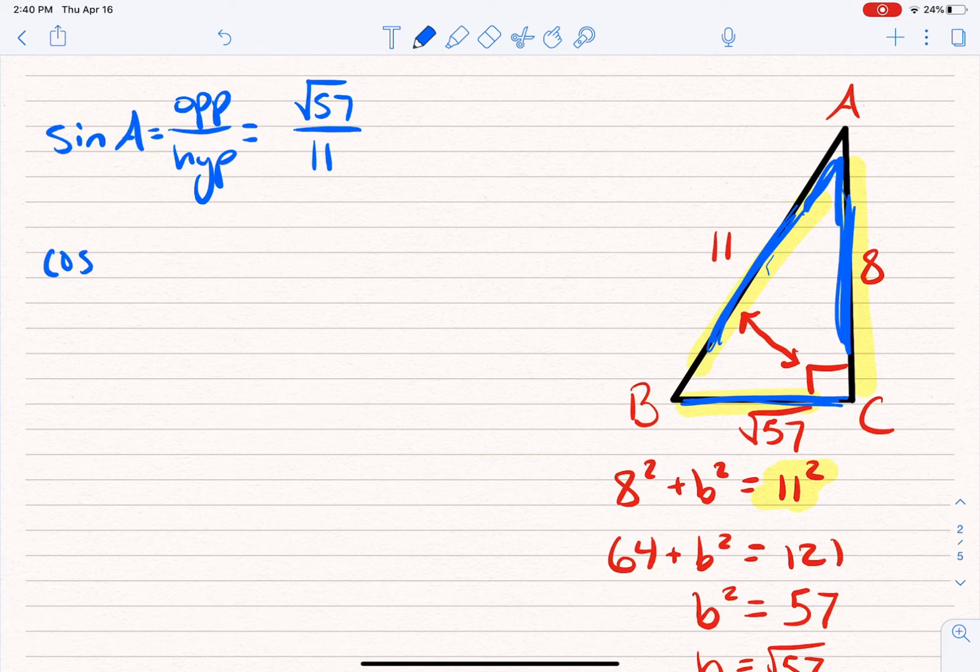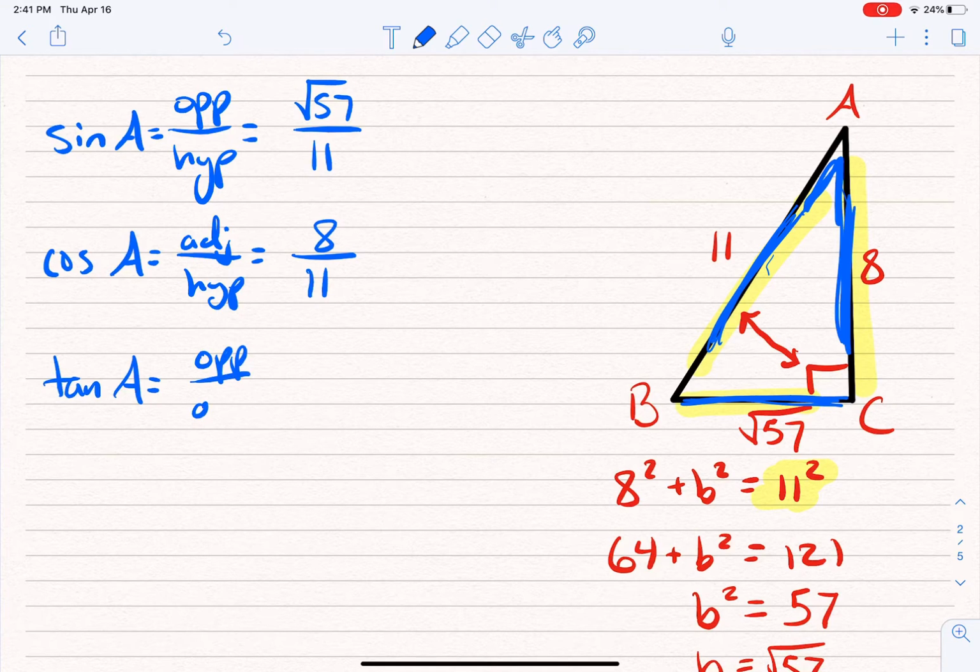For cosine of A, cosine is always adjacent over hypotenuse. So adjacent to A is 8, and the hypotenuse is still 11. And I can't simplify that either. And then the tangent of A is equal to the opposite over the adjacent. And so therefore, opposite, square root of 57, and the adjacent is 8. And I can't simplify that either.